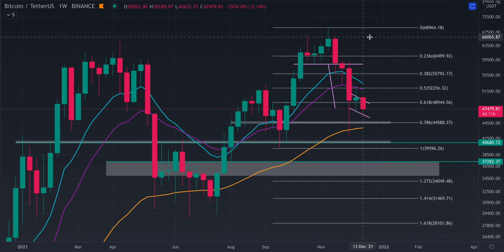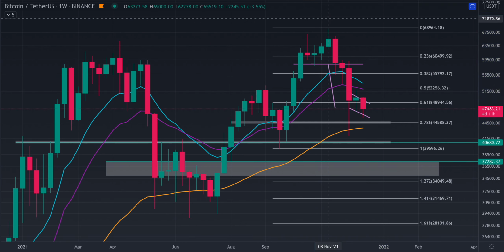higher lows. But to be honest, guys, we're already in a daily downtrend. This is the weekly. The weekly we're still in an uptrend, but on the daily time frame we are in a downtrend. Same with the 4 hour.